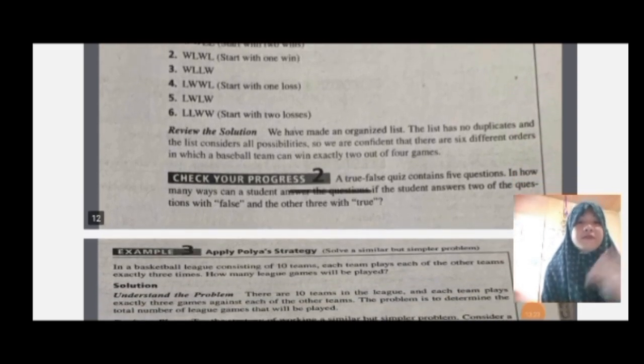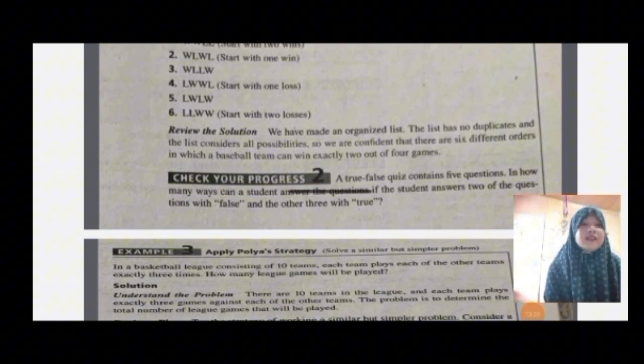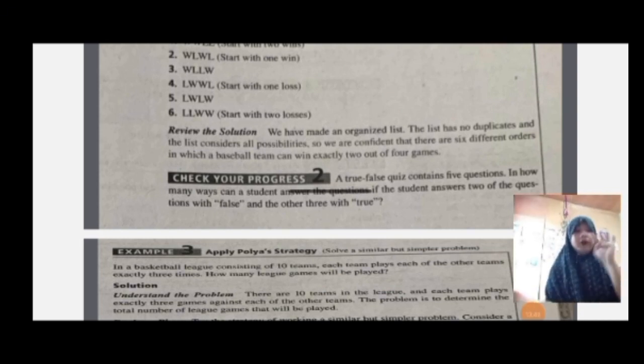For the review the solution, we have made an organized list. The list has no duplicates and the list considers all possibilities. So we are confident that there are 6 different orders in which a baseball team can win exactly 2 out of 4 games.